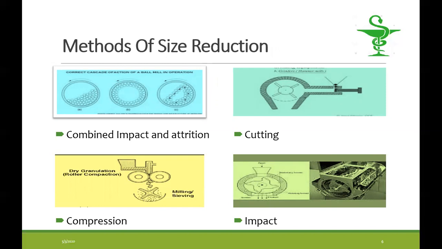The first is the ball mill, which works on combined impact and attrition. The second mill is the cutter mill, whose mechanism is cutting. The third mill is the roller mill, whose mechanism is compression. And the fourth one is the hammer mill, in which the mechanism involved is impact.